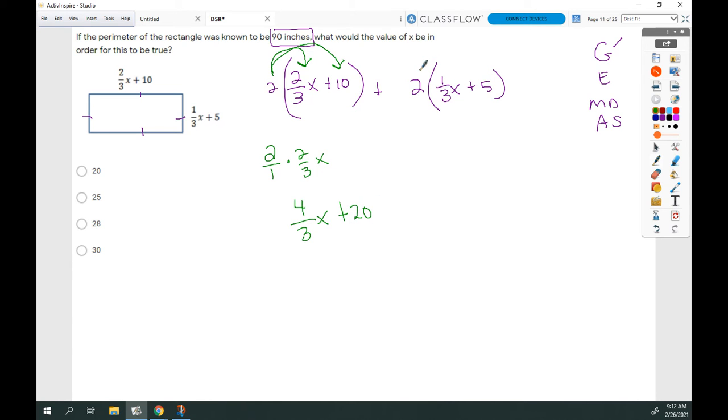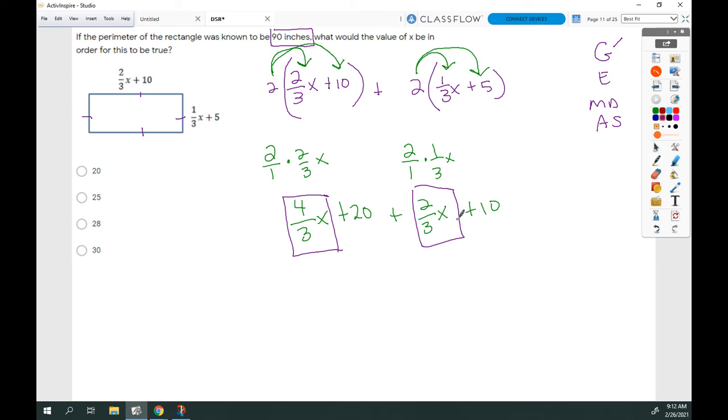2 times 10 is 20. Okay? We need to do the same thing here. 2 times 1/3 x. That's 2/3 x. 2 times 5 is 10. Now we need to combine our like terms. So we have a variable term and a variable term, and their variable is x. So we may combine those.